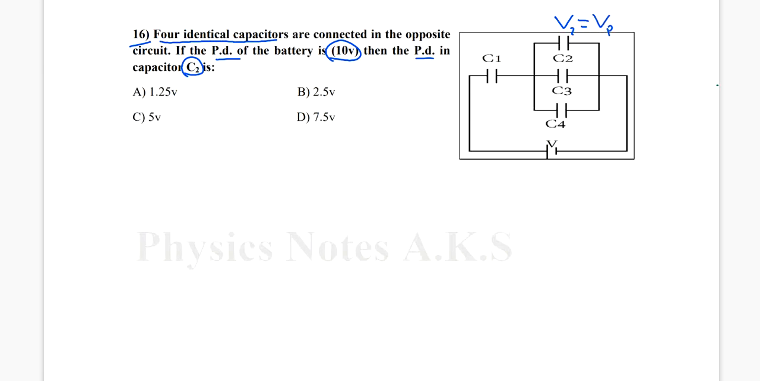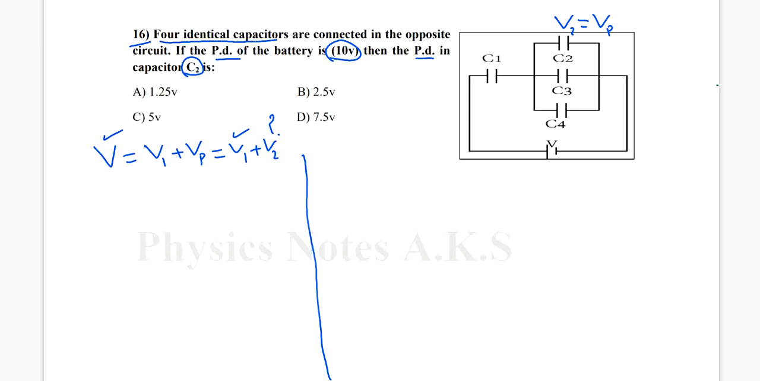Notice that the parallel combination here is connected in series with C1, which means that the voltage of the battery will be split in two parts, V1 plus Vp, which is basically the same as V1 plus V2. Okay, so in order to find V2, I need to find V1, and I already have V, which is 10. So I need here the V1.